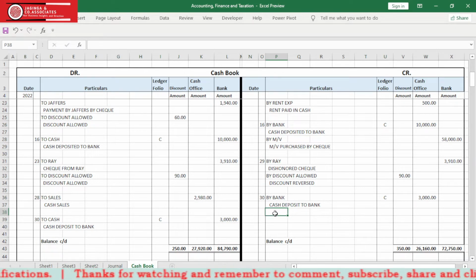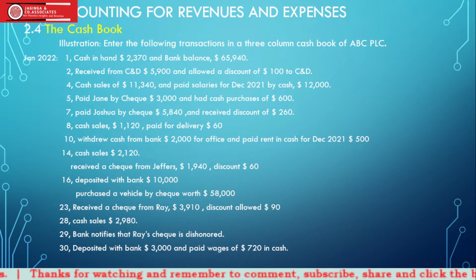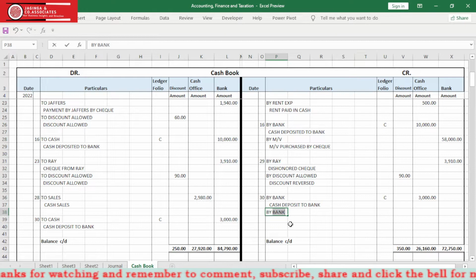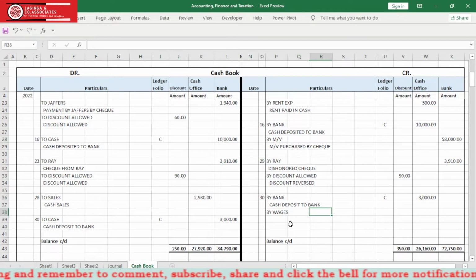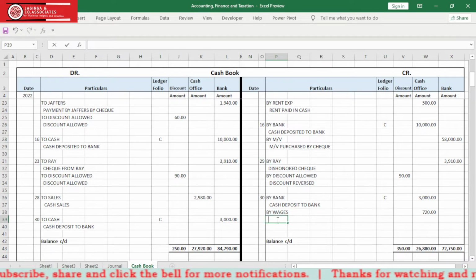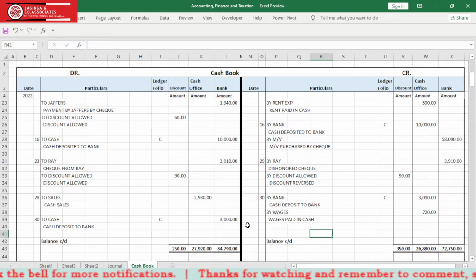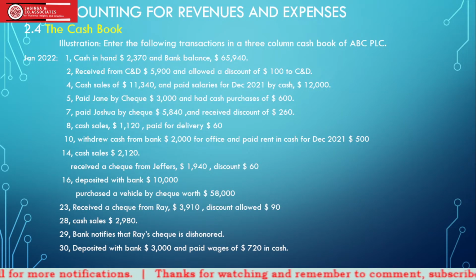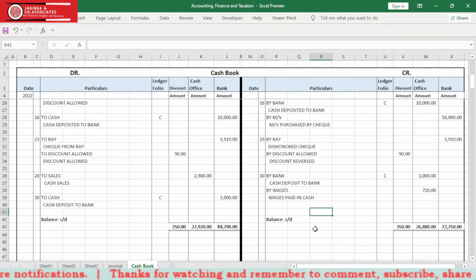And then on the same day we are being told paid wages worth 720. So here we are saying by wages. So here he paid in cash worth 720. Okay, and then now everything. So narration here is paid in cash. So the last thing now you're supposed to do here is to balance the accounts, or write down our closing balances.